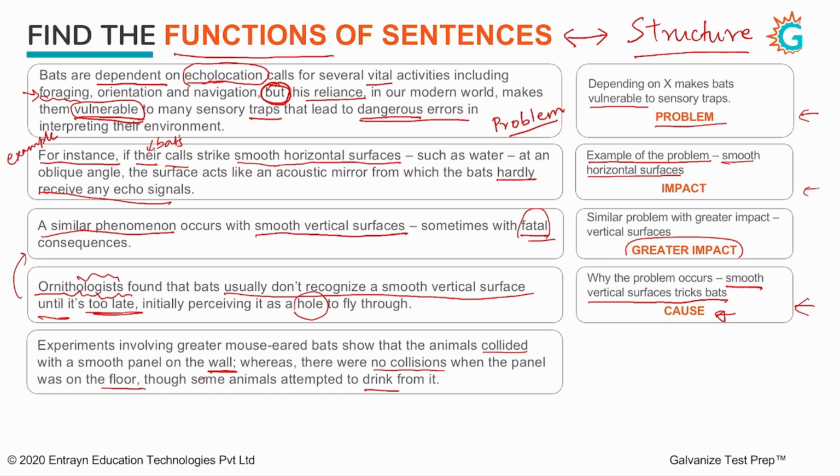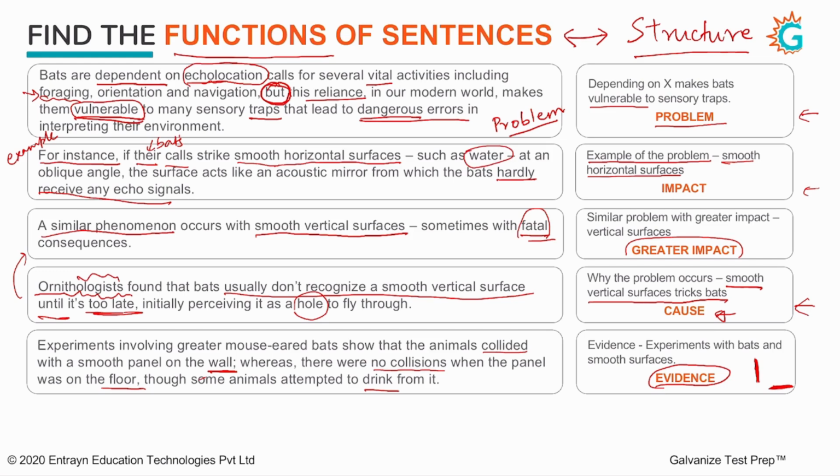So the passage is still continuing along the same track, and now it's giving you further evidence that bats do have a problem with smooth surfaces, and it shows that there's a difference between when the smooth surface is a vertical wall, which actually causes the bats to die, versus if the smooth surface were a horizontal surface in which the bats attempt to drink from it. If you go back to the second sentence where they talked about smooth surfaces, horizontal surfaces such as water, now you know why the bats attempt to drink from smooth horizontal surfaces laid out on the floor.